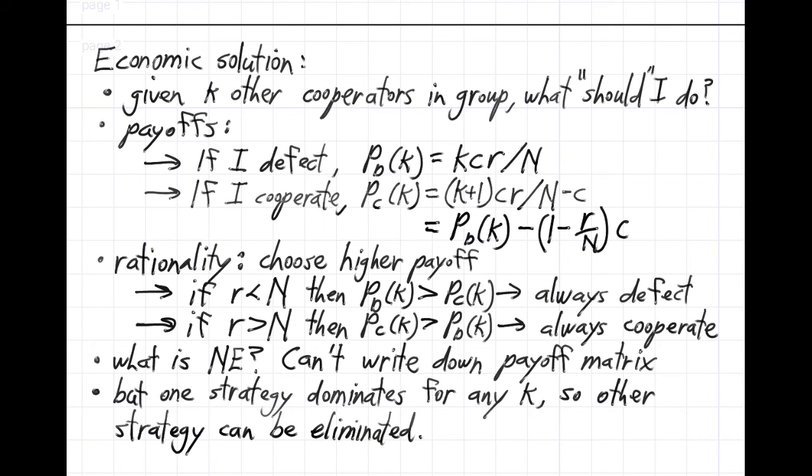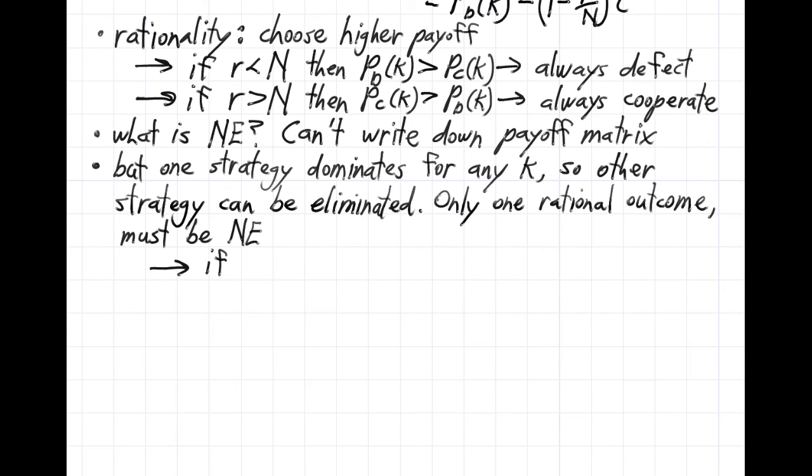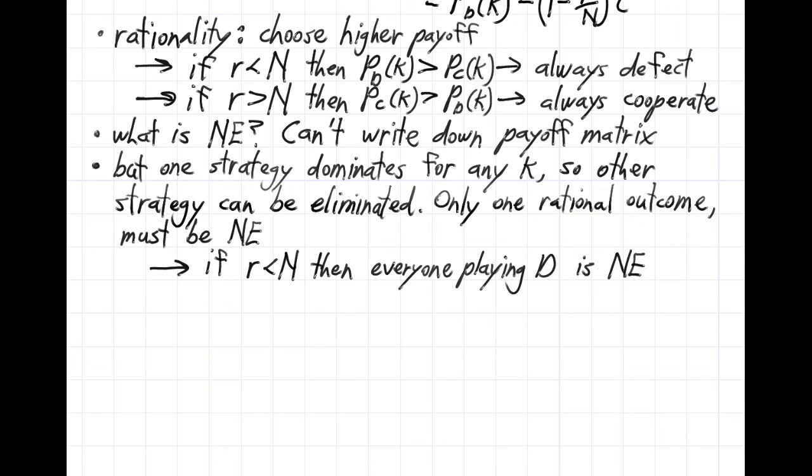And remember, when we're applying elimination of dominated strategies, it will never remove a Nash equilibrium, as long as we're talking about strict dominance, which we are here. So basically, for every player, the dominated strategy is eliminated, leaving only one strategy. And the final outcome then is that they must all play that one strategy, and that must be the Nash equilibrium. So let's lay those out. If r is less than n, then everyone playing defect is the Nash equilibrium. On the other hand, if r is bigger than n, then everyone playing C is the Nash equilibrium.